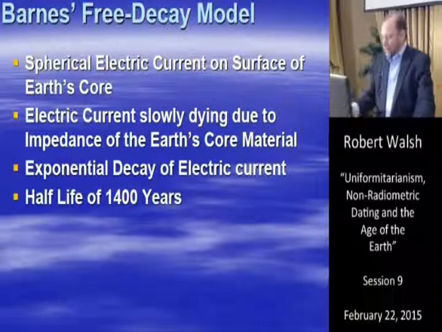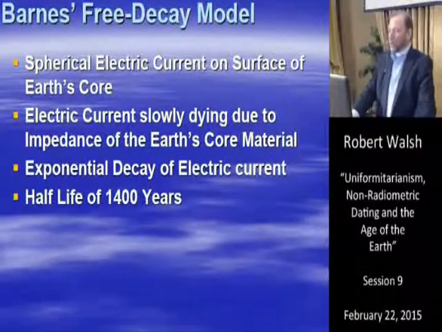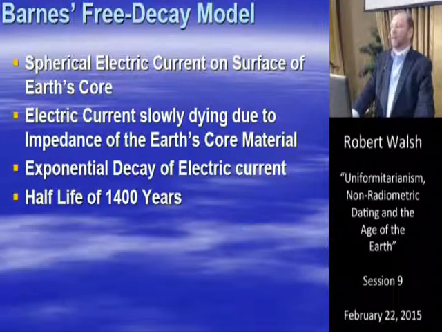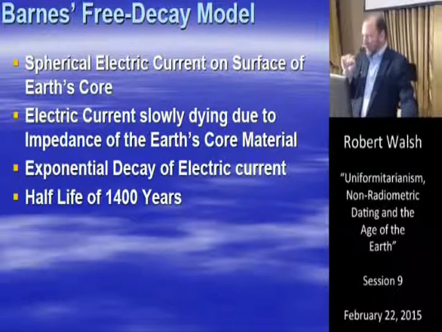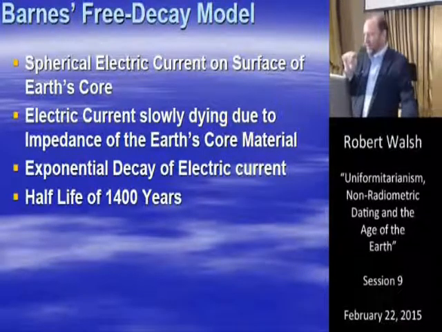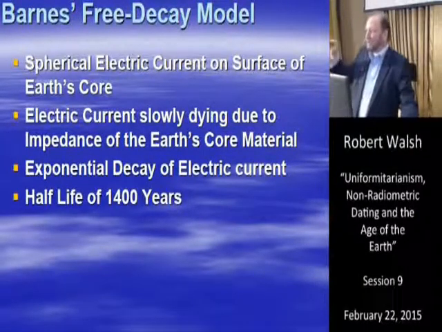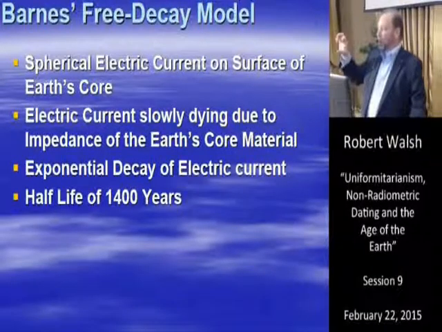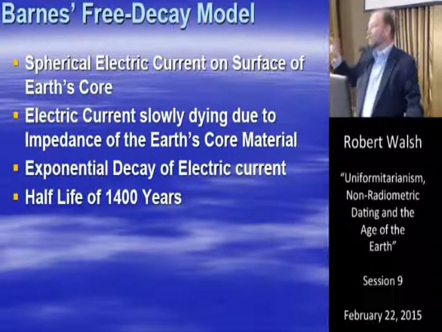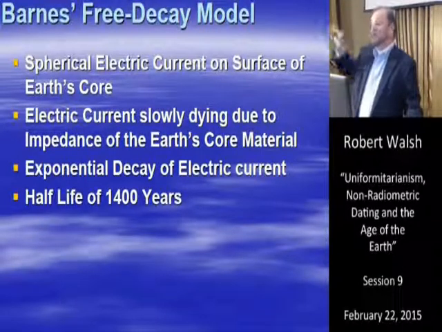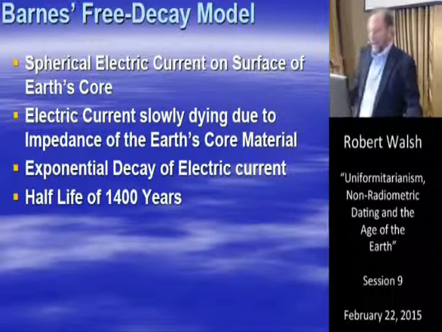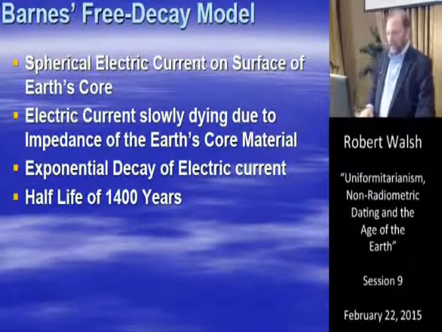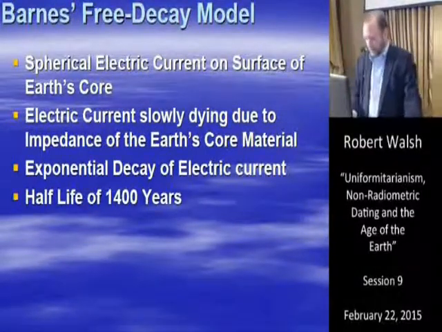And what he measured was that according to the data, the half-life was about 1,400 years. So if you take the exponential curve and you work backwards from today's value, you go back 1,400 years, the strength of the magnetic field is twice what it is today. You go back another 1,400 years, it's 4 times as strong as it is today, and so on. That is the magnetic field. And this is what it looks like.